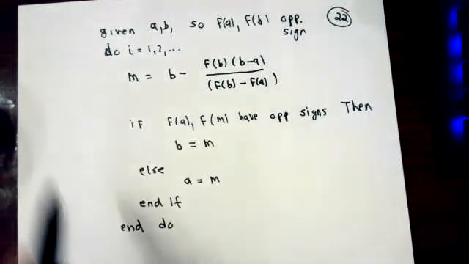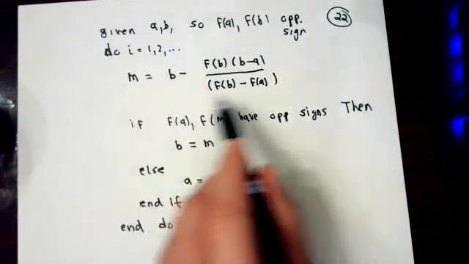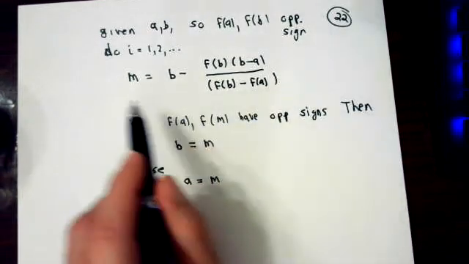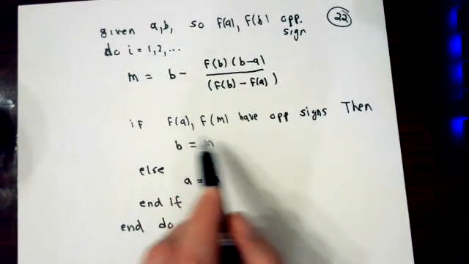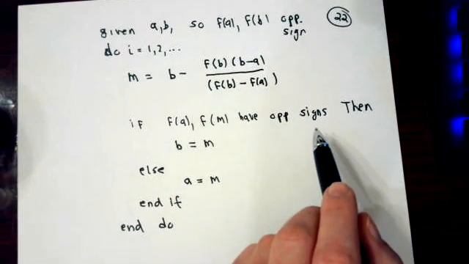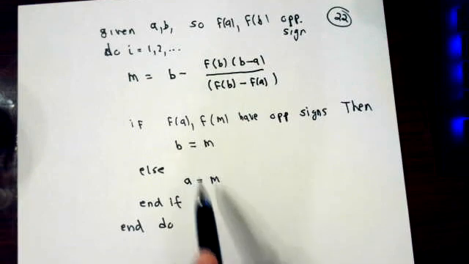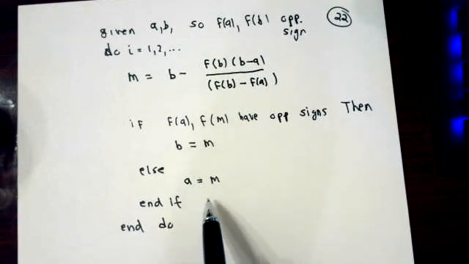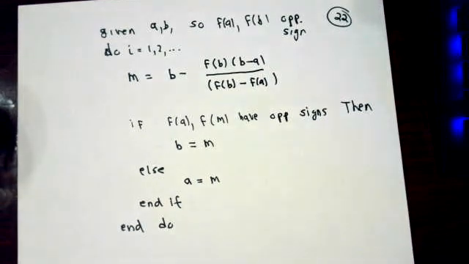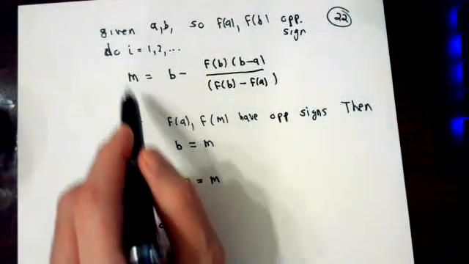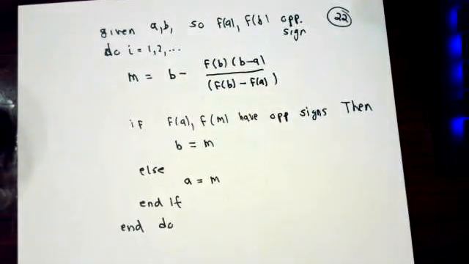So I'm going to go around in a loop. I'm going to calculate this number. If f of A and f of M have opposite signs, then I'm going to set B equal to M. Otherwise, I throw away the other piece, end if, end do. If I can get bisection working, I only have to change one line in it to do the method of false position.